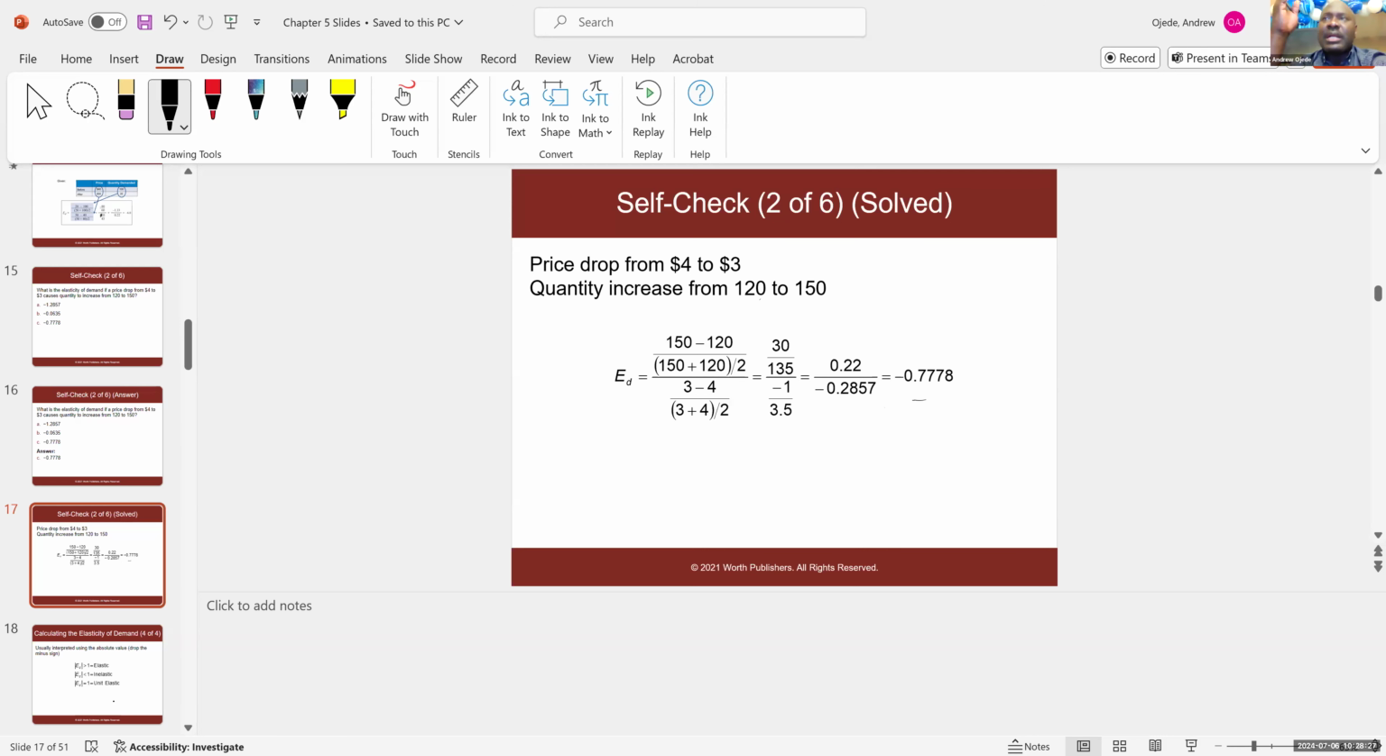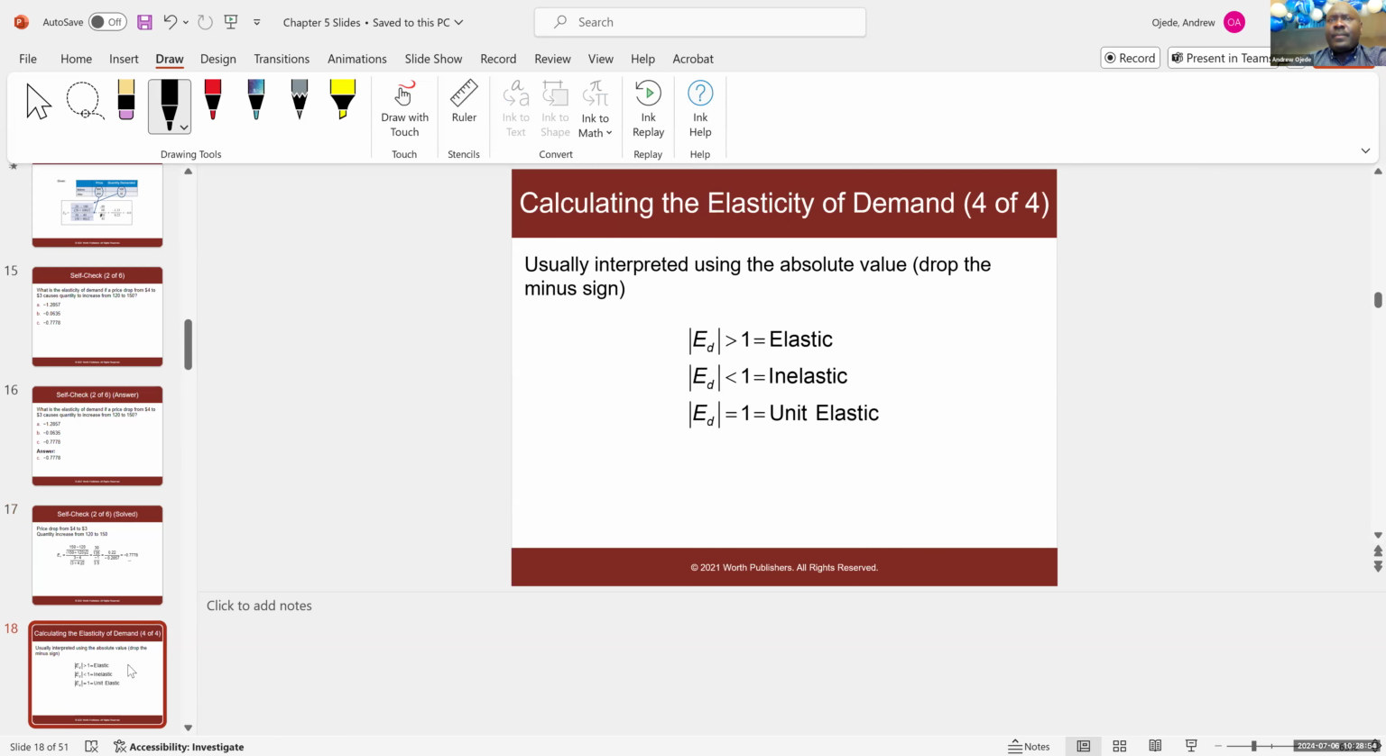Or if we had calculated using the percentage change formula, that would be saying that a 1 percentage point increase in the price leads to a less than 1 percentage point decrease in quantity. Or you can say the other way around: a 1 percentage point decrease in price triggers a less than 1 percentage point increase in quantity demanded. That would be the opposite direction, because we're talking about demand here. So I already talked about this.